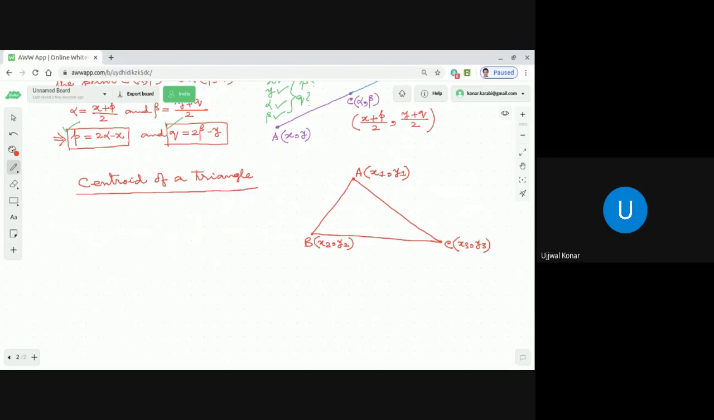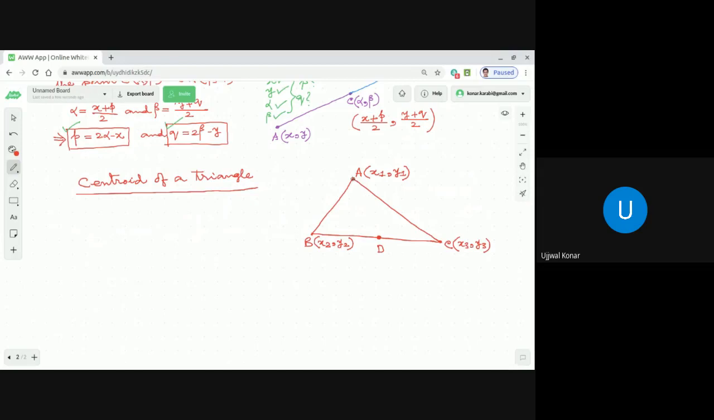Now, we should know what a median is. Suppose from the vertex A we draw a straight line such that it cuts the opposite side BC at its midpoint. In other words, suppose we get a point D which is the midpoint of BC. That means BD is equal to DC.